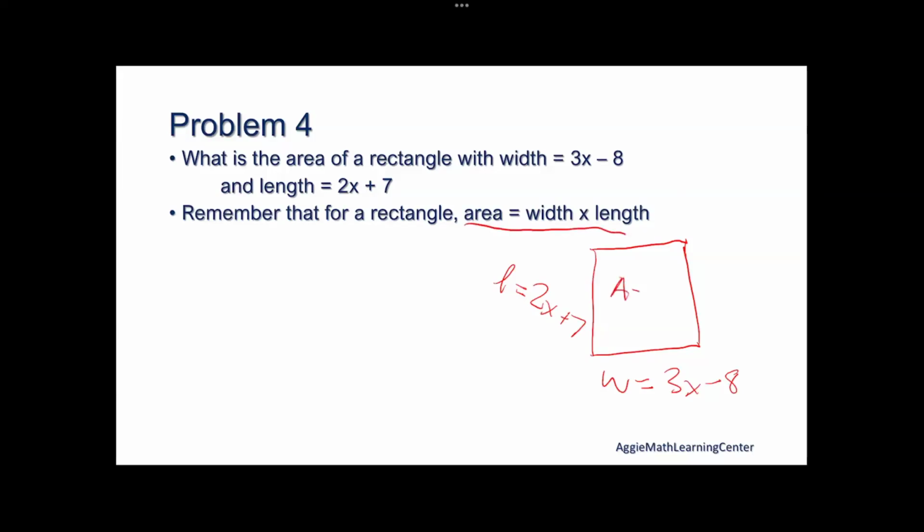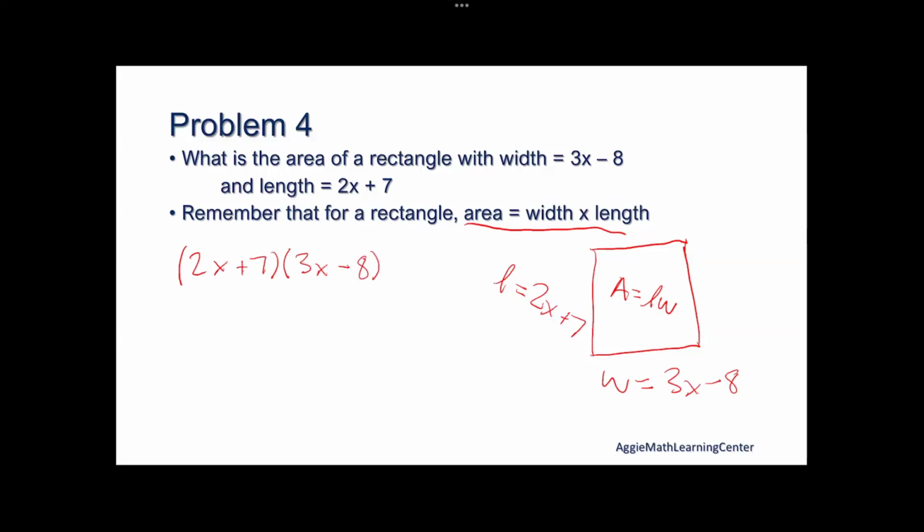So we know that the area is going to be equal to the length times the width. What do you guys think is going to be our first step here to find that area? You just put them in parentheses next to each other. Exactly. So we'll multiply them together. We're going to take 2x plus 7 and multiply it by 3x minus 8. So we got our length on one side and our width on the other.